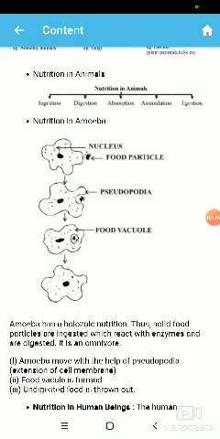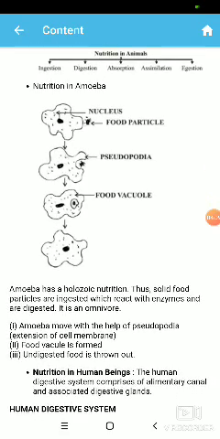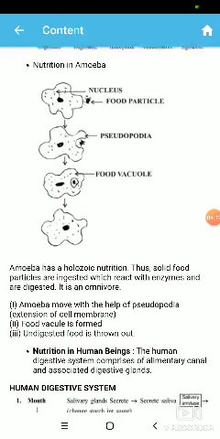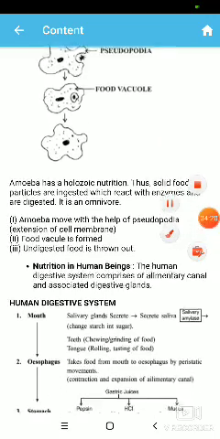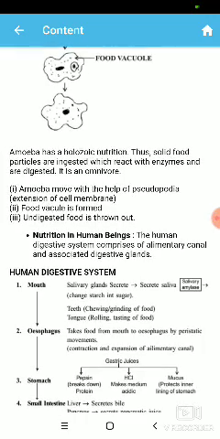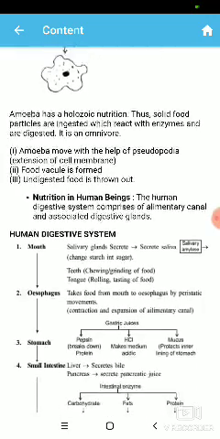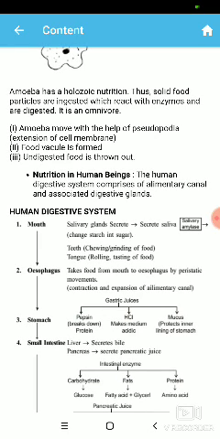Now nutrition in plants. Nutrition has five steps: ingestion, digestion, absorption, assimilation and egestion. Nutrition in amoeba. Amoeba has a holozoic nutrition. Solid food particles are ingested, which react with enzymes and are digested. It is an omnivore. Amoeba moves with the help of pseudopodia, extensions of the cell membrane. A food vacuole is formed, and undigested food is thrown out.